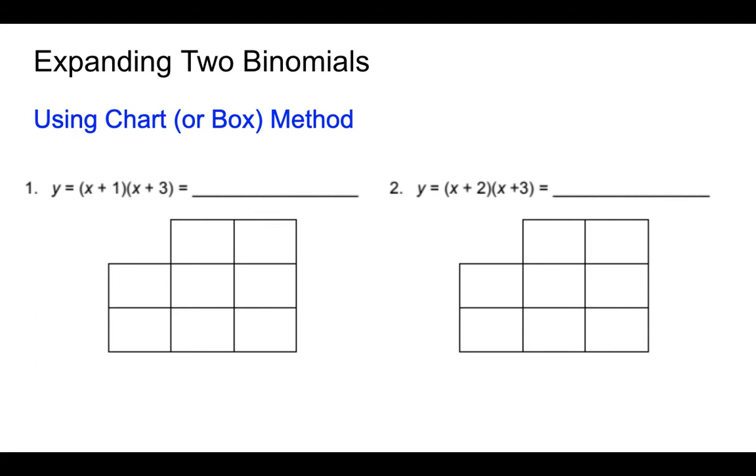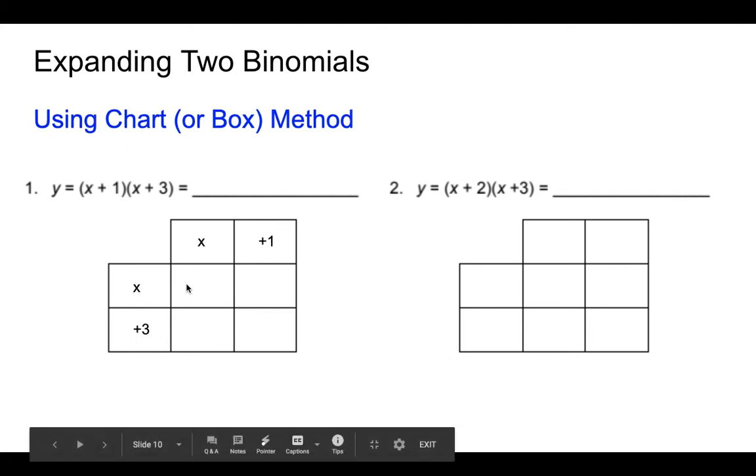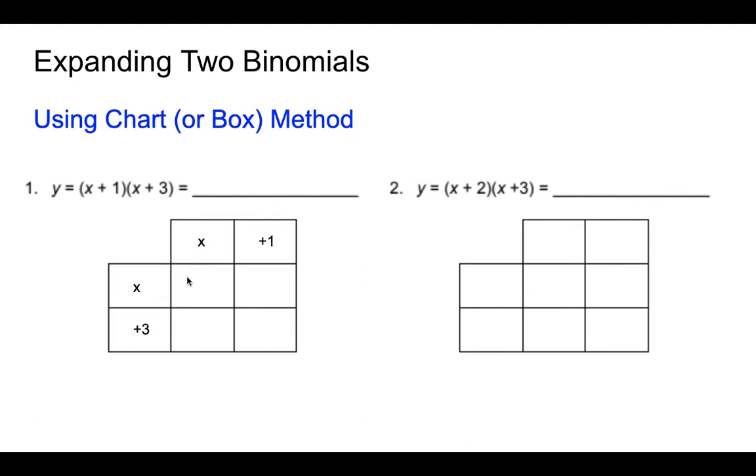Excellent. So now let's do the chart method or box method. This is exactly the same as the algebra tiles, except you just use your writing instead of tiles. So we've got x plus 1. You're going to fill in x plus 1 across the top. And then x plus 3 is going to go on the side here. And then each box is going to be the 2 terms that intersect there multiplied.